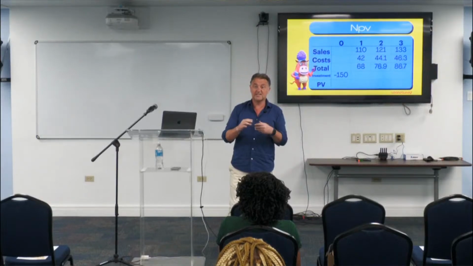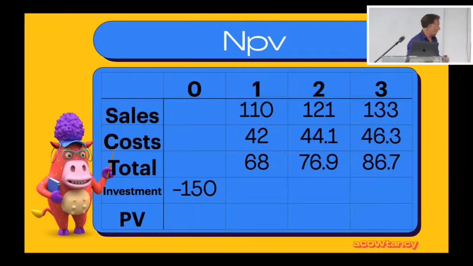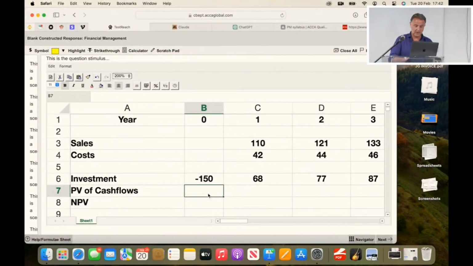In year one, because of the time value of money. So all the NPV does is say, what I want now is the present value of these figures. I want to know what that's worth today in year zero. To work out the present value, this is where using the spreadsheet is really good.